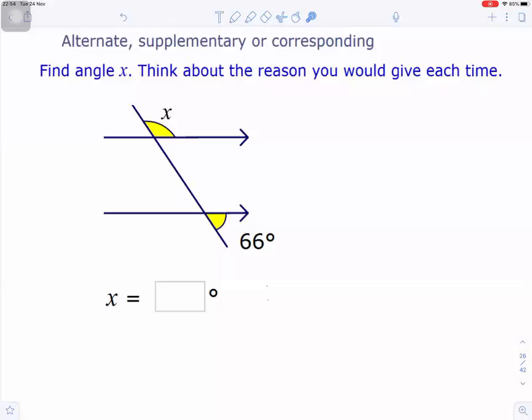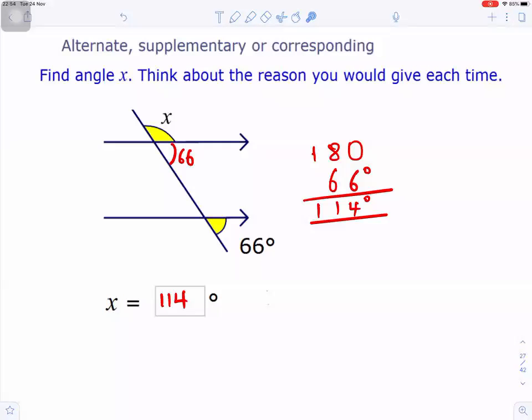For this next one, find the angle X. Angle X is 114 degrees. How do we get that? If we look at the parallel lines, we can see that letter F. So 66 degrees is the same as this angle at the top there. So 180 minus 66 gives you 114 degrees.